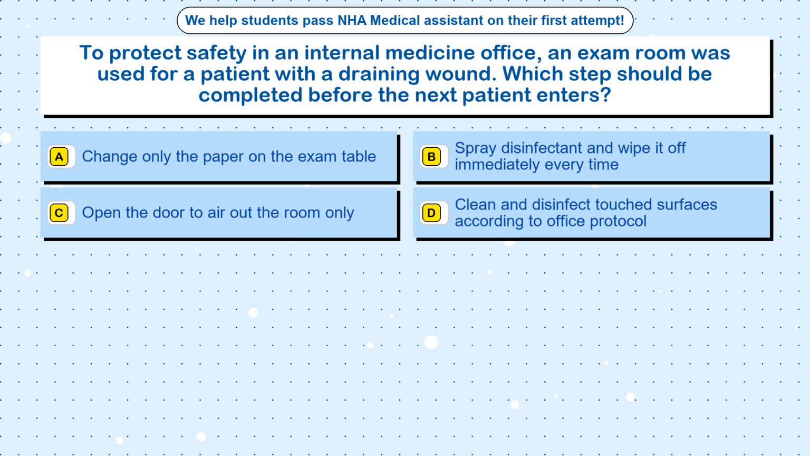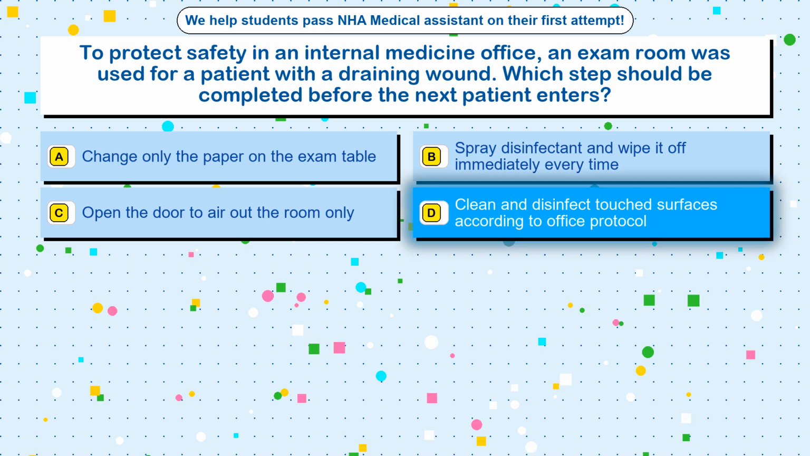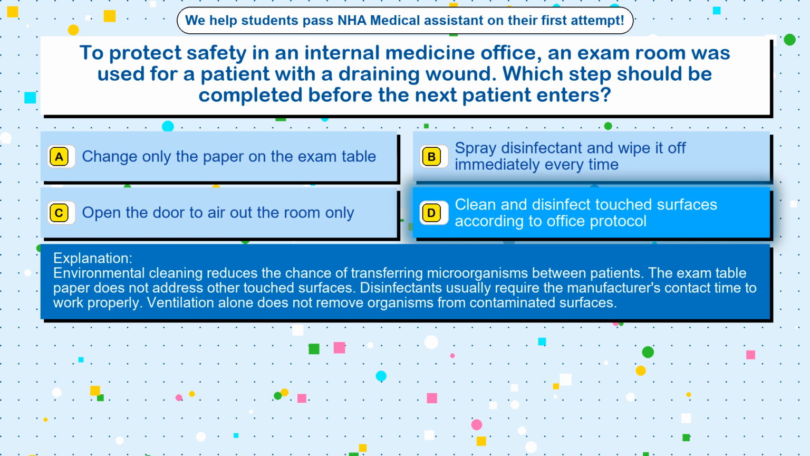Option D, clean and disinfect touched surfaces according to office protocol. The correct answer is option D, clean and disinfect touched surfaces according to office protocol. Environmental cleaning reduces the chance of transferring microorganisms between patients. The exam table paper does not address other touched surfaces. Disinfectants usually require the manufacturer's contact time to work properly. Ventilation alone does not remove organisms from contaminated surfaces.